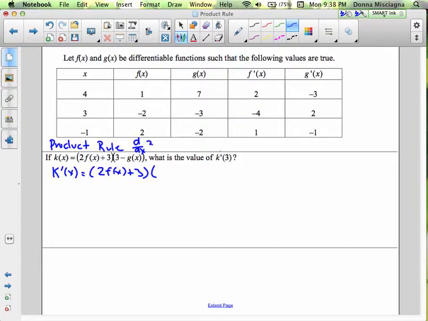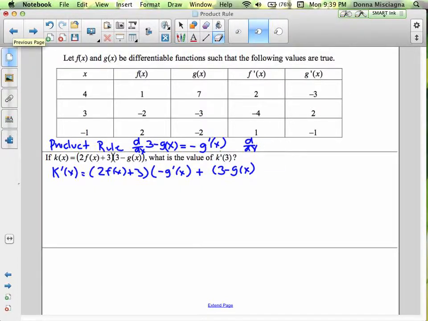The derivative of 3 minus g of x is going to be, the derivative of 3 is 0. The derivative of negative g of x is going to be negative g prime of x. It's got a scalar multiple. So the first times the derivative of the second is going to be negative g prime of x. This might not be so bad. Plus the second, which is 3 minus g of x, times the derivative of the first. I think I do like using the product rule rather than multiplying it out.